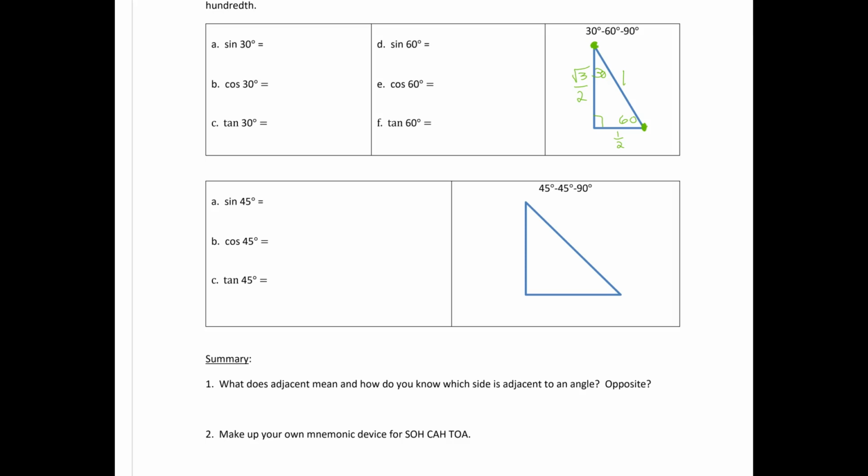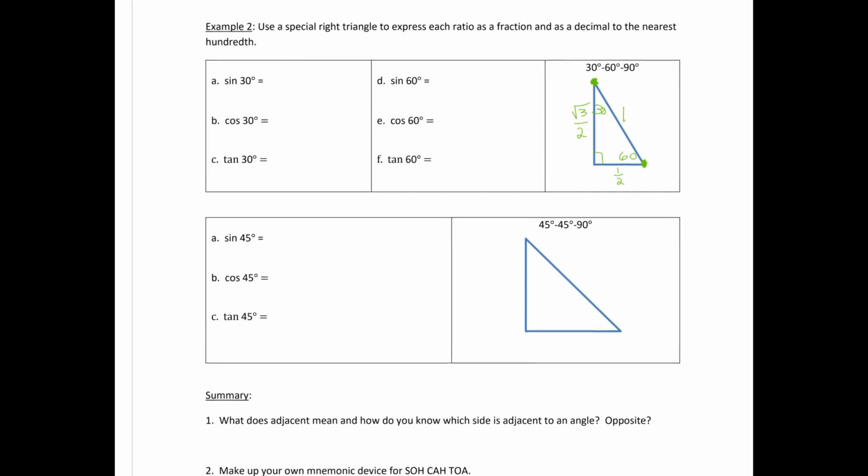So let's talk about what happens with the sine of 30. Again, like the instructions say, use a special right triangle to express each ratio as a fraction and as a decimal to the nearest hundredth. I don't care about the decimal part. I care about the fraction part. If you want to take the time to figure out what the decimals are, that's all cool, but I'm not going to. So I'm going to leave that crossed off on my notes.